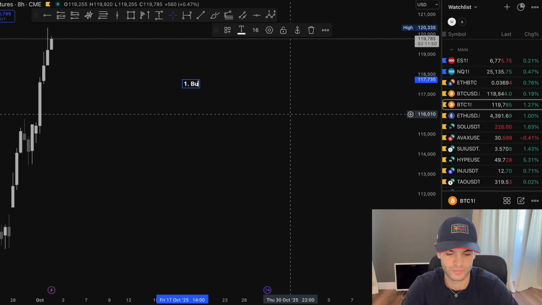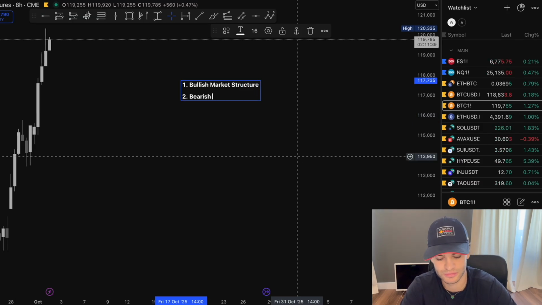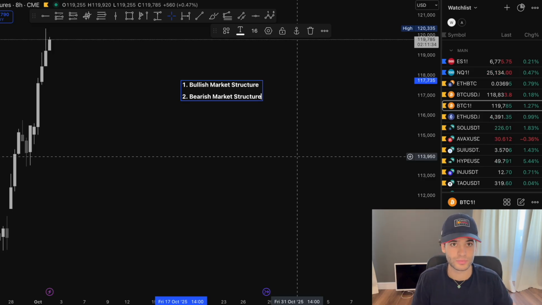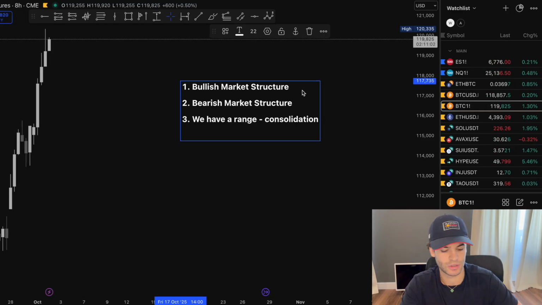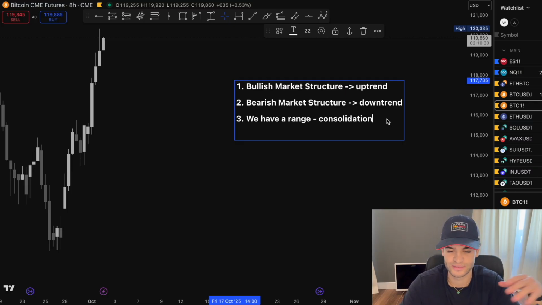So one, we have a bullish market structure. Two, we have a bearish market structure. And three, we have a range, or we can also call it a consolidation. So a bullish market structure means that we are in an uptrend. A bearish market structure is when we are, of course, in a downtrend, which means we are going down. And when we have a range, it just means that we're going sideways.